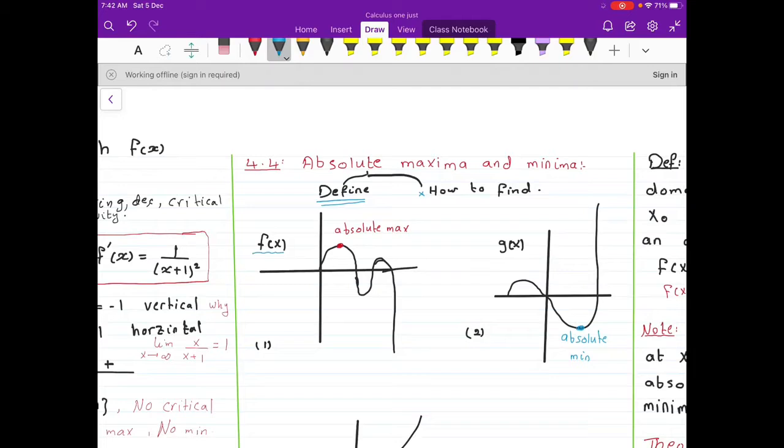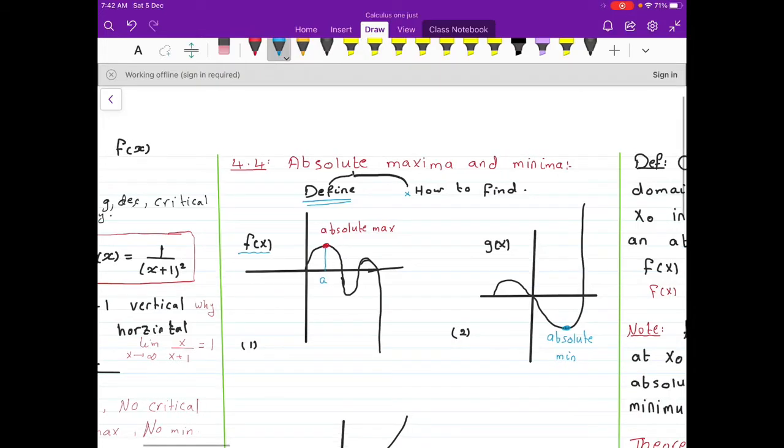If you take the graph of this function f(x), obviously from the graph this point a, at x equals a, this value is the absolute maximum, it will be the largest one. This value is the largest one for the function f(x). If we take the graph of g(x), obviously from the graph at this point a, this is the smallest value on the domain of this function. So since it is the smallest one, we call it the absolute minimum for the function.